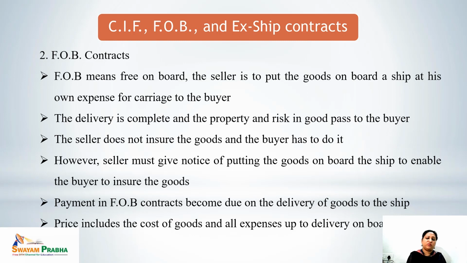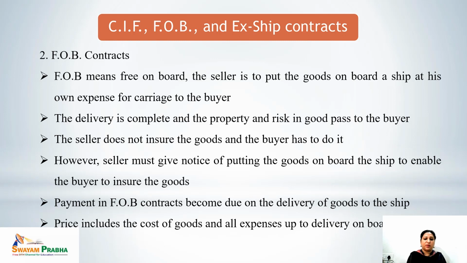Now, the second term which we will use here is the FOB contract. FOB full form is free on board, which means the seller is to put the goods on a ship at his own expense for carriage to the buyer. That means when the property is being transferred, if the goods are to be transferred to some distant place, the goods are boarded by the seller, and these goods are to be boarded at the own expense of the seller.